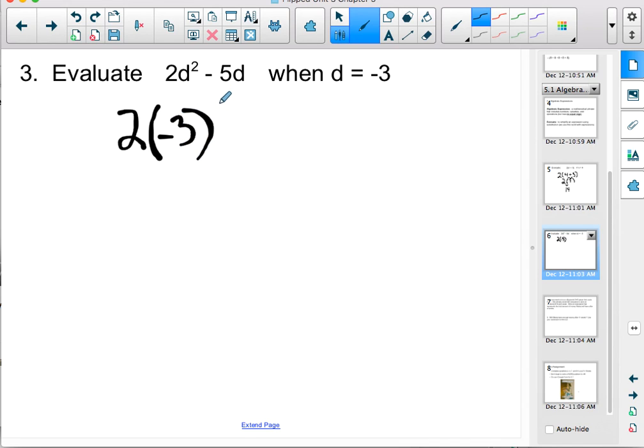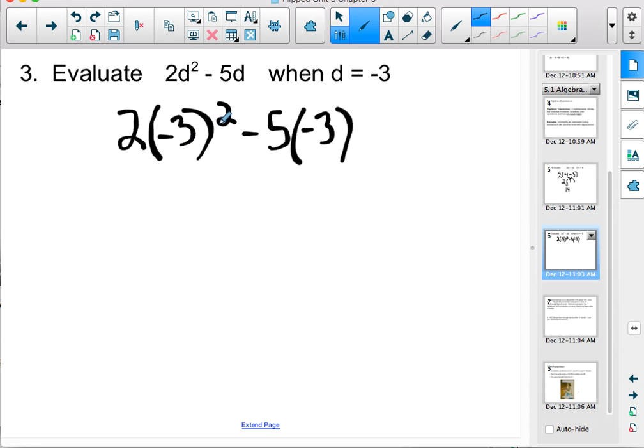The exponent goes outside the parentheses. Okay, so I put the -3 in for that variable. The variable is being squared. Now I'm going to subtract 5 times d. Again, I'm going to put my -3 inside parentheses. Now I have an expression that I know you can simplify very easily. We are going to start with parentheses. Inside the parentheses, I have exactly one number, so there's nothing I can simplify. So now I go to my second step, which is exponents.